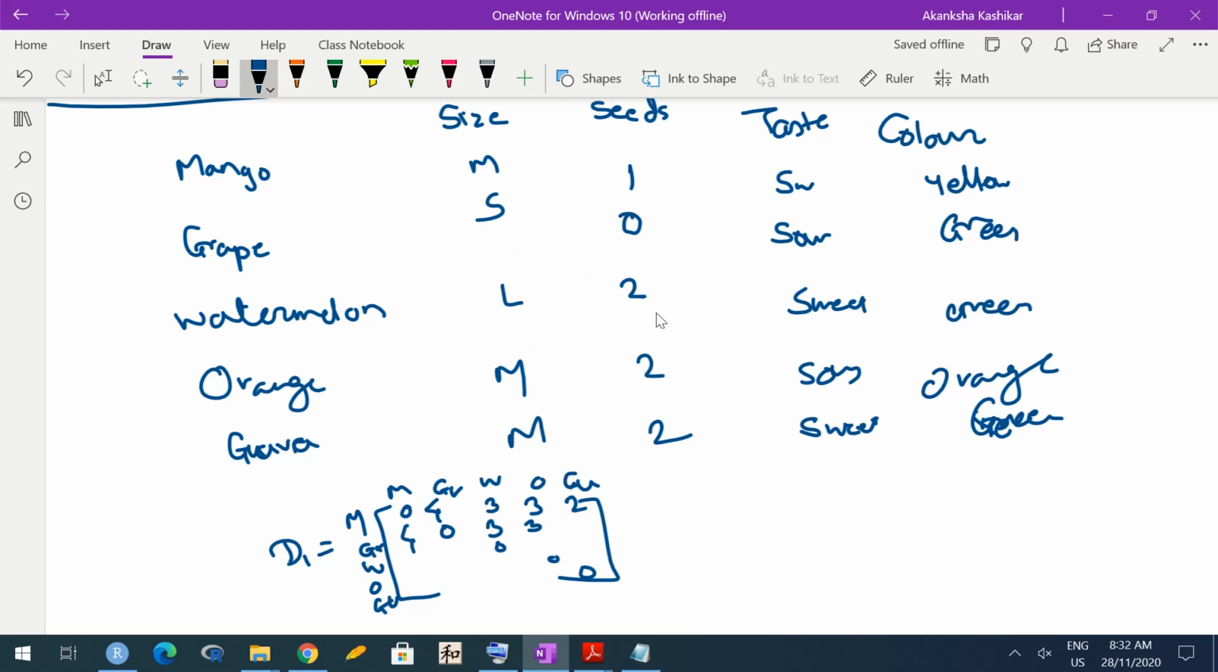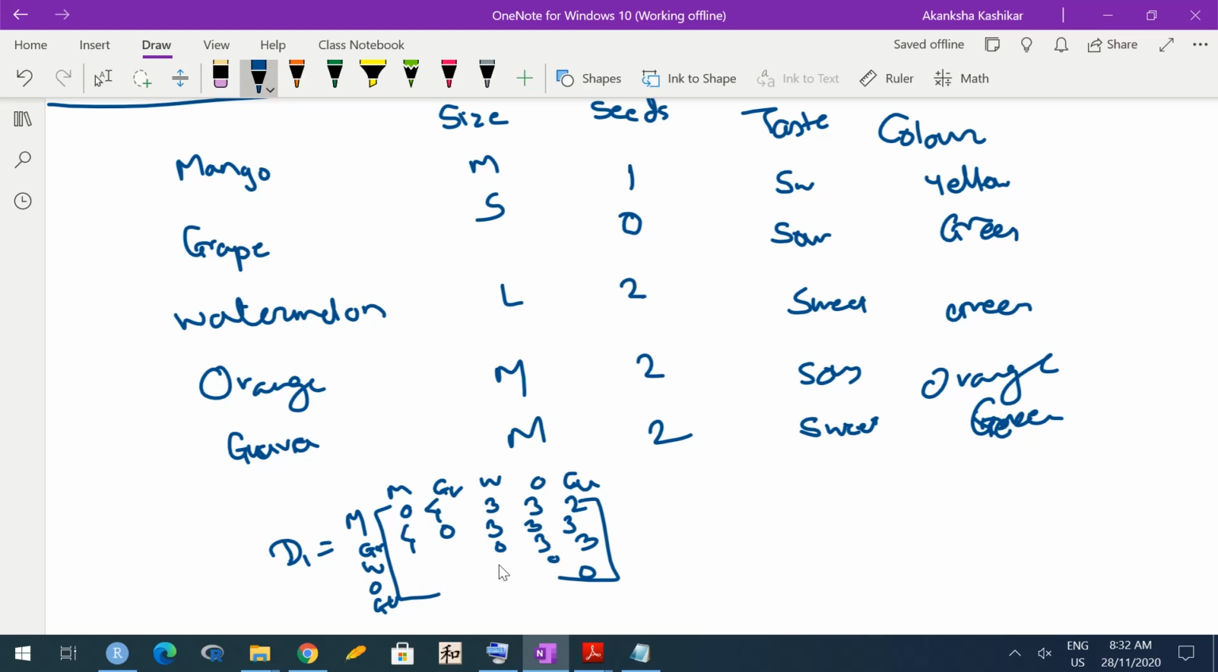Small, medium, 0, 2, sour, sweet, green, green. Only green, green is matching. So 3. Then watermelon to orange. This is matching, and so only seeds is matching. So 3 are mismatching. Watermelon to guava, seeds are matching. Okay. Taste is matching and the color is also matching. So let us say 3.